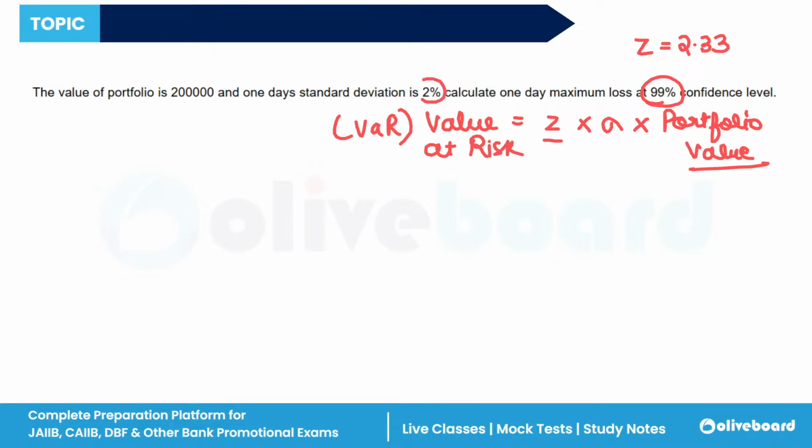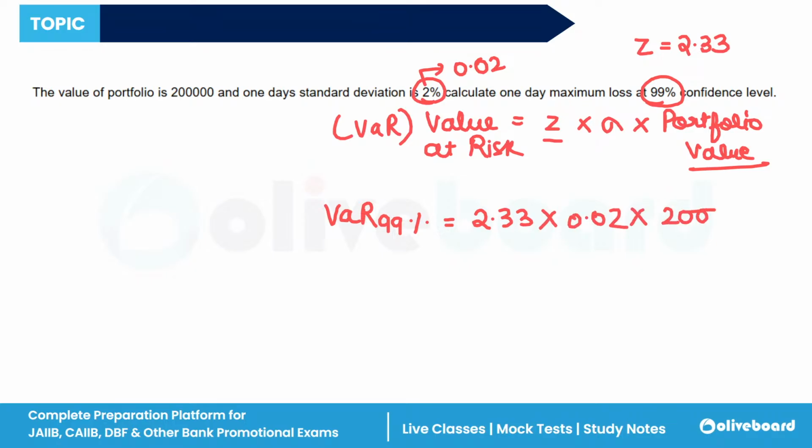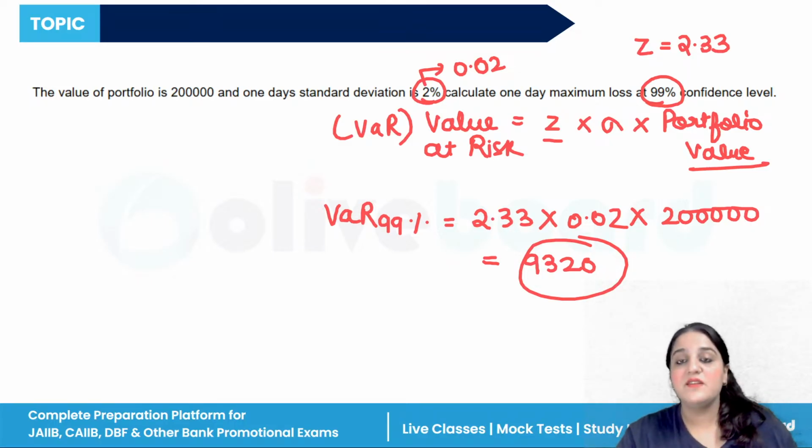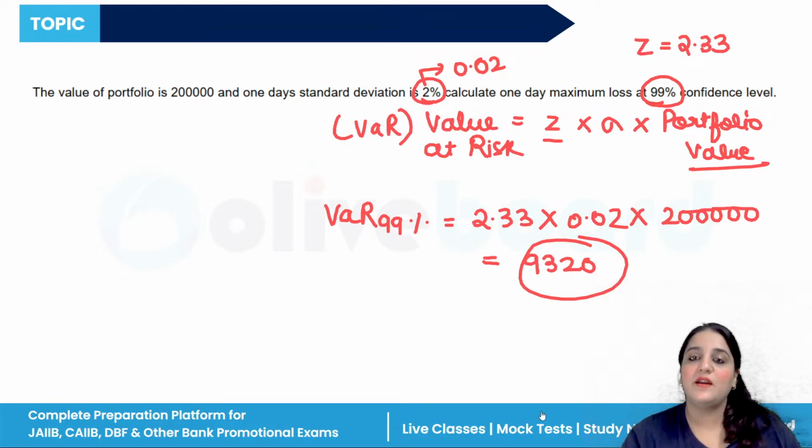Standard deviation is given, which we can write as 0.02 also. Portfolio value is also given. So value at risk at 99% is 2.33, that is the Z value, multiplied by 0.02, then multiplied by 2 lakh, which is equal to 9320. So according to the question, 9320 is the correct answer here.